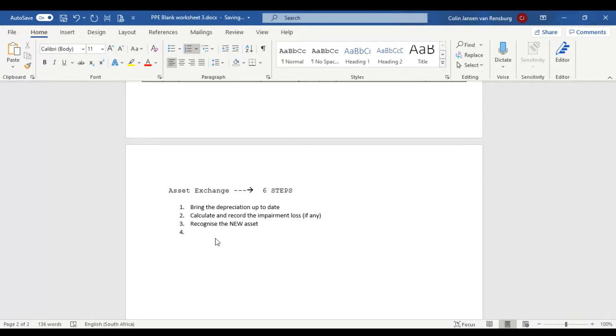Then thereafter, perhaps you can type for me there. What must we do next? After we've recognized the new asset, I'd like to hear your opinion. We're recognizing an asset that we are acquiring, but at the same time, you must now remember this is an asset exchange. We're giving up one asset, and we're also acquiring an asset in the same transaction. So besides recognizing the new asset, what else must we have to go and do? If someone can type for me there, please.